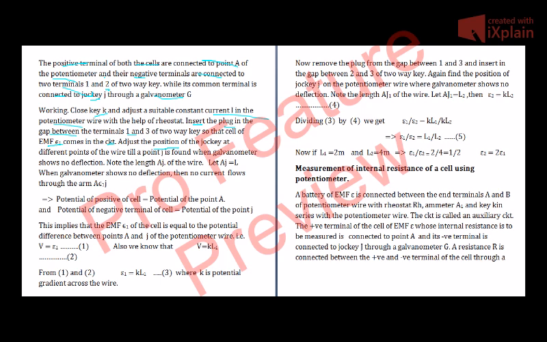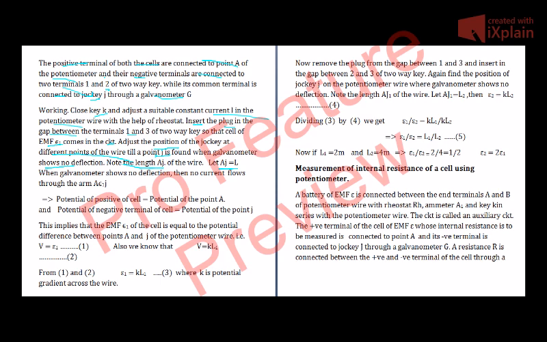Now adjust the position of the jockey. We slide the jockey on the wire, and we find a point where the galvanometer shows no deflection, that is, no current flows through the galvanometer. Now we note the length. For example, if this point where the galvanometer shows no deflection on the wire is point J, then we note the length AJ of the wire. Let us say this length AJ, from A to J, is equal to L1.